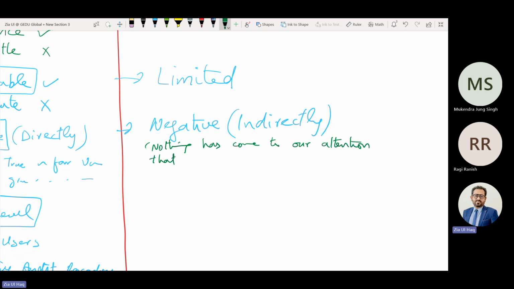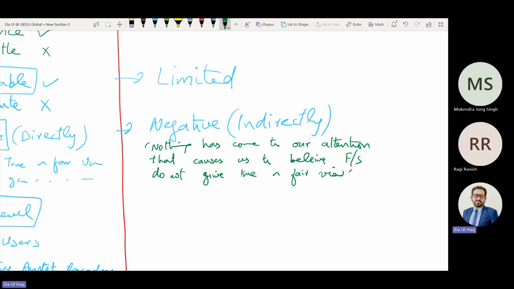That causes us to believe financial statements do not give true and fair. What does that mean? Nothing has come to our attention. We couldn't identify anything that causes us to believe. Based on that, we can say financial statements do not give true and fair view.